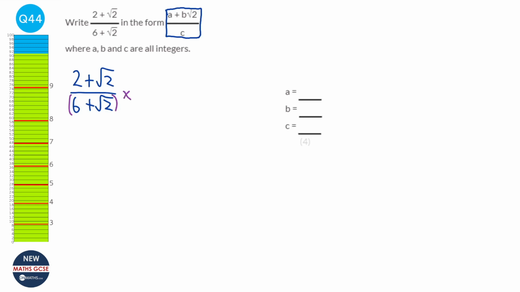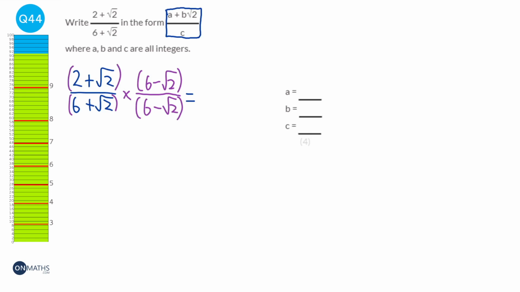The trick here is, imagine that the bottom here is a bracket, and what you want to do is times top and bottom of this fraction by the same bracket, but with the opposite sign in the middle. So instead of 6 plus root 2, it's going to be 6 minus root 2. So we're going to have 6 minus root 2. Okay? And when we do that, we can imagine that there's going to be brackets at the top as well. We've got 2 plus root 2 and 6 minus root 2 at the top.